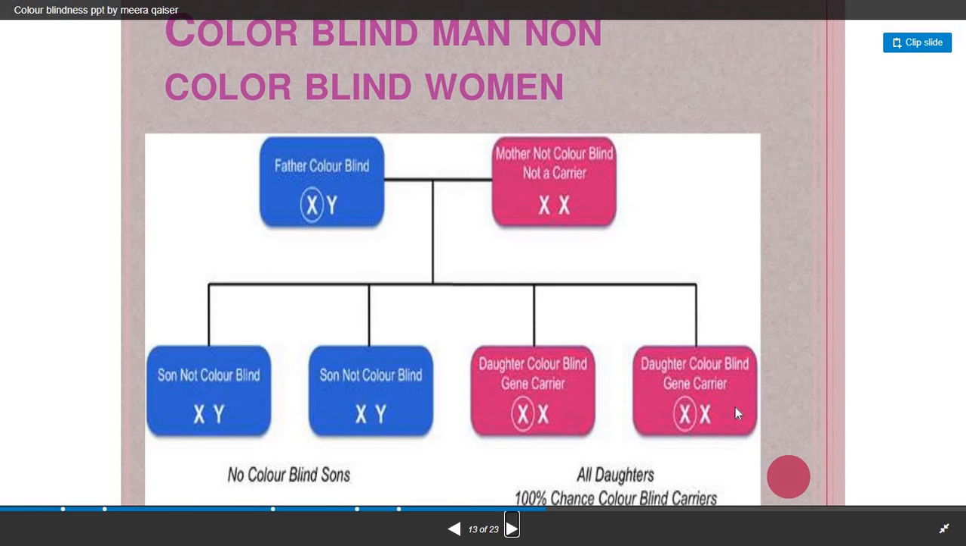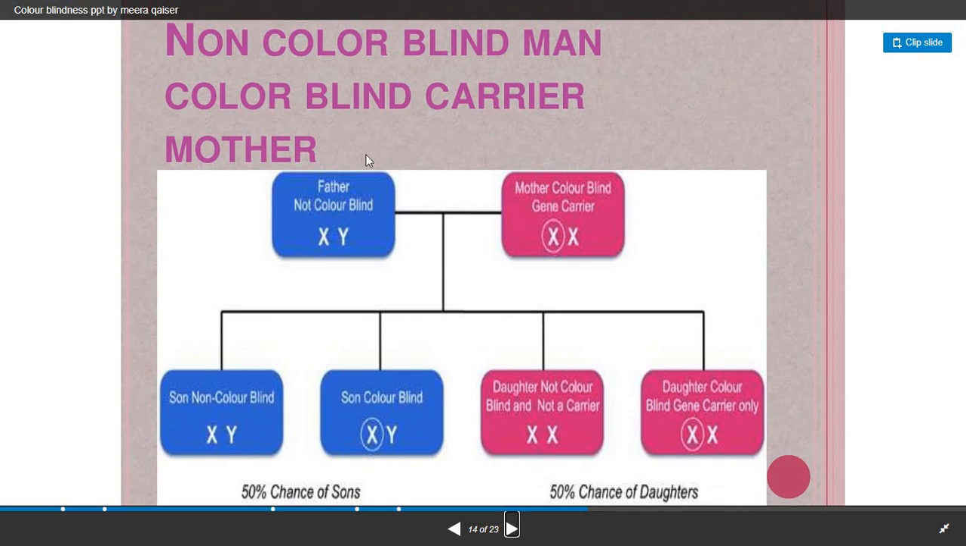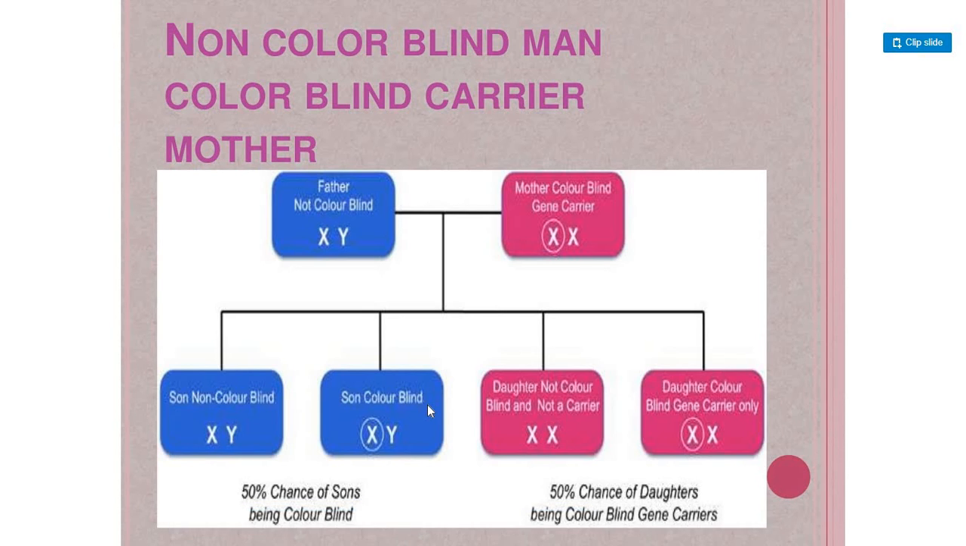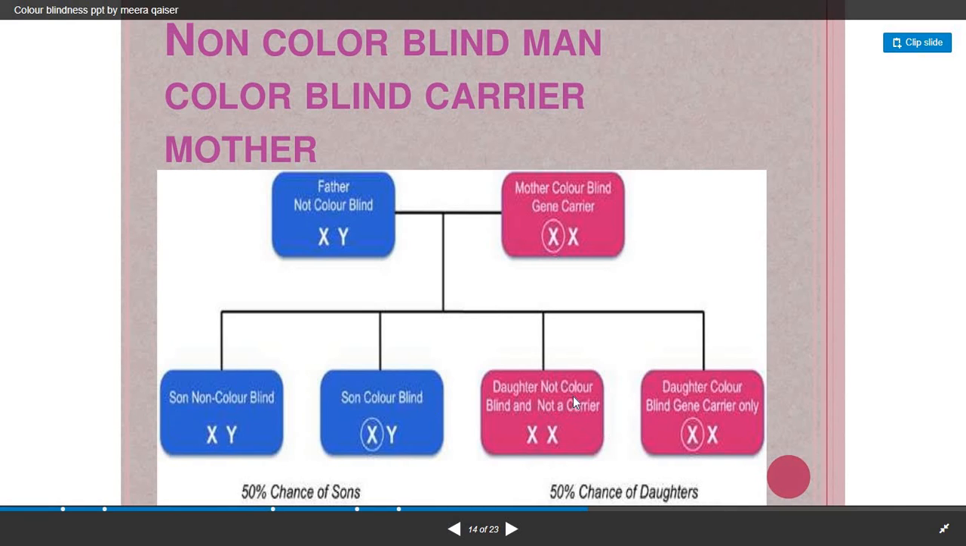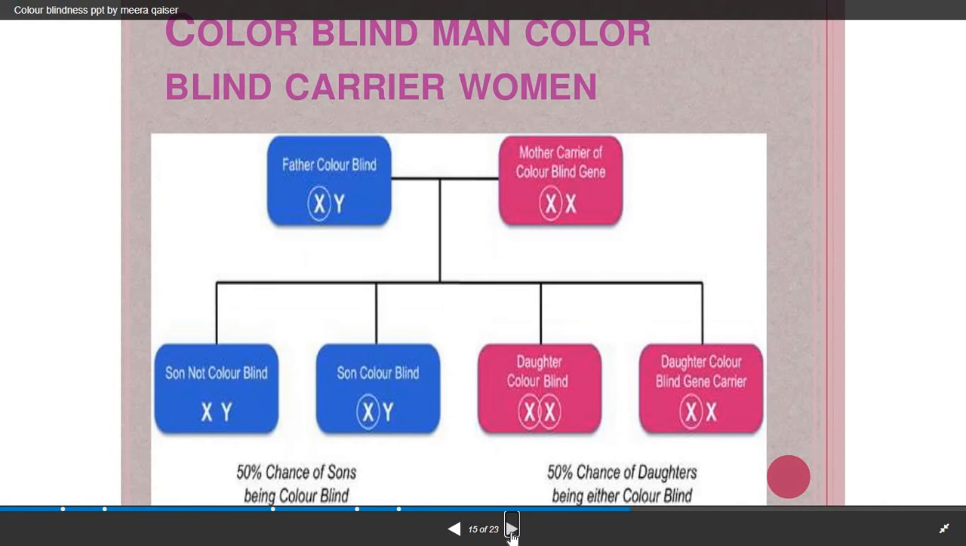So what are the possibilities? You can easily see in the chart. Now the second case: the non-colorblind man, that means the father is normal, and the mother is a carrier. What are the possibilities? One son is normal and there is a 50% chance that the son will get the disease, that is colorblindness. Then the daughters are not colorblind and not carriers, and there is a 50% chance that they will be carriers. So this is the second case.